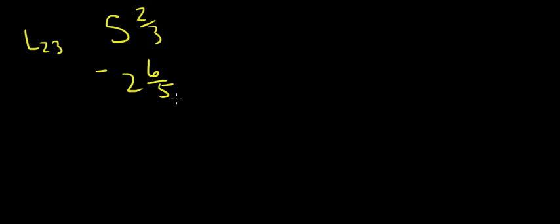This is from lesson 23, and the problem is going to be 5 2/3 minus 2 6/5. Well, remember what we have to do, guys, right? We want to get this denominator so they're both the same. So, you're probably going to have to use like 15, right? We're going to have 15 as a denominator here. And 5 times 2 is 10, plus 6 is 16/15. Hang on. Wait a minute.